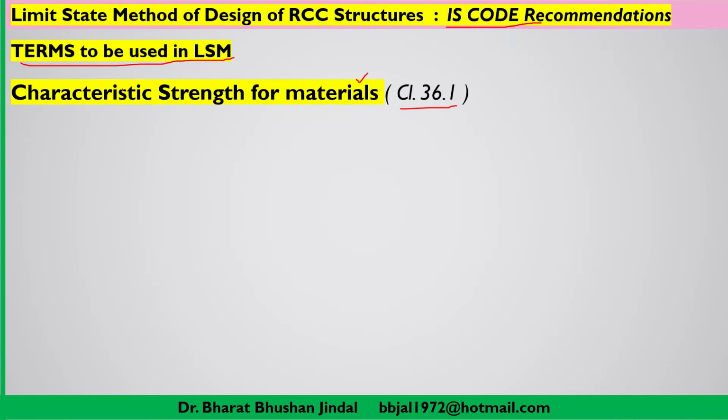As we have gone into detail regarding the characteristic strength of concrete, here we are using two types of material, concrete as well as steel. What the code is suggesting can be referred to in clause number 36.1, and let us just revise characteristic strength for material.